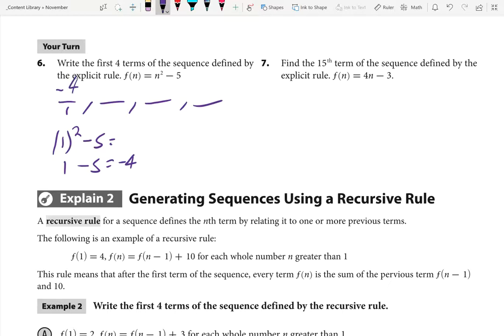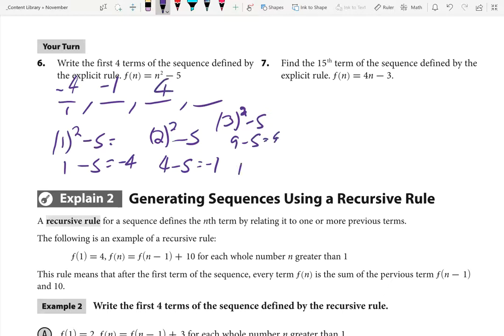If I want to find the second term, then I will plug in 2. So we'll do 2 squared, right? Because we're following our function up here. n squared minus 5, so we're doing 2 squared minus 5. 2 squared is 4, and then 4 minus 5 is negative 1. So second term is negative 1. If I want to find the third term, I'll do 3 squared, right? Plug in 3. 3 squared minus 5. That's 9 minus 5, which is equal to 4. So my third term is 4.